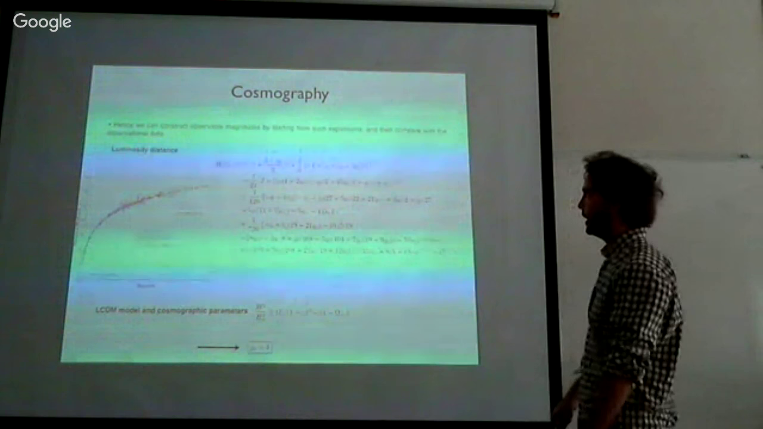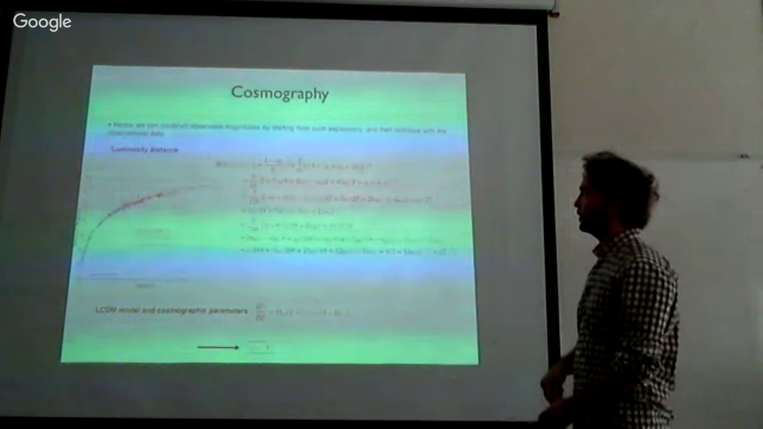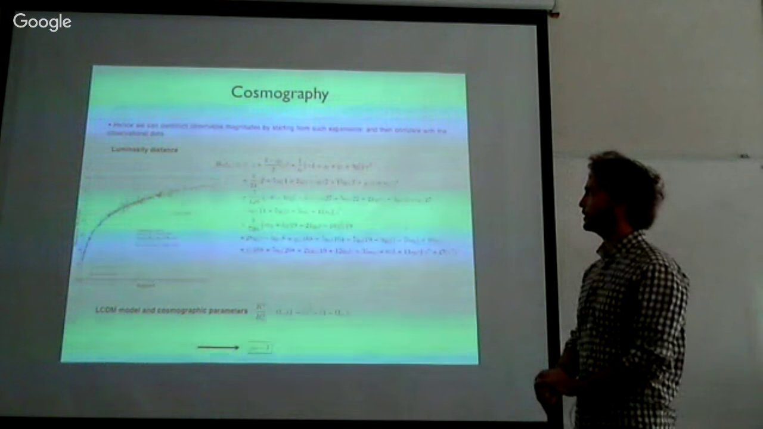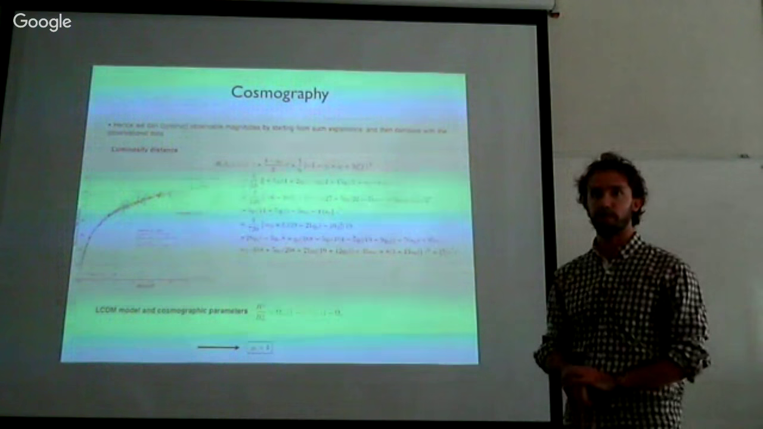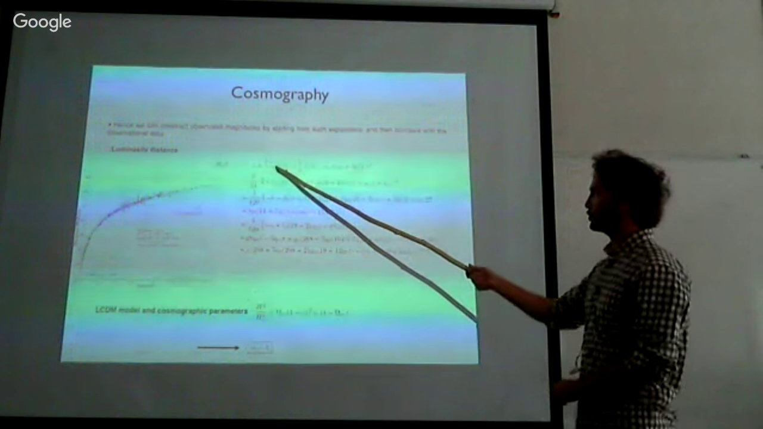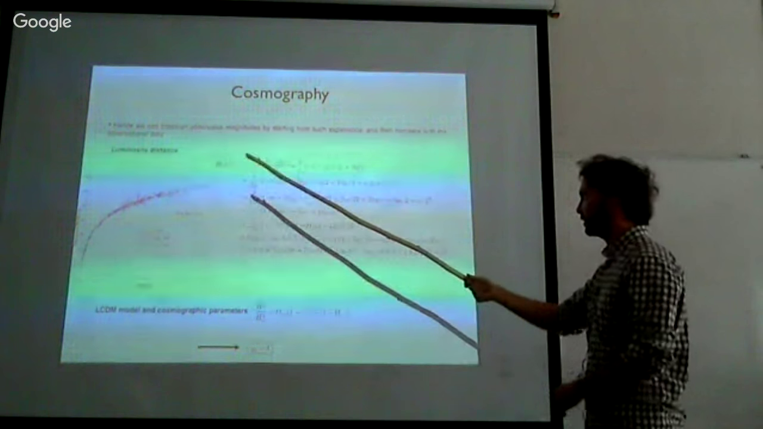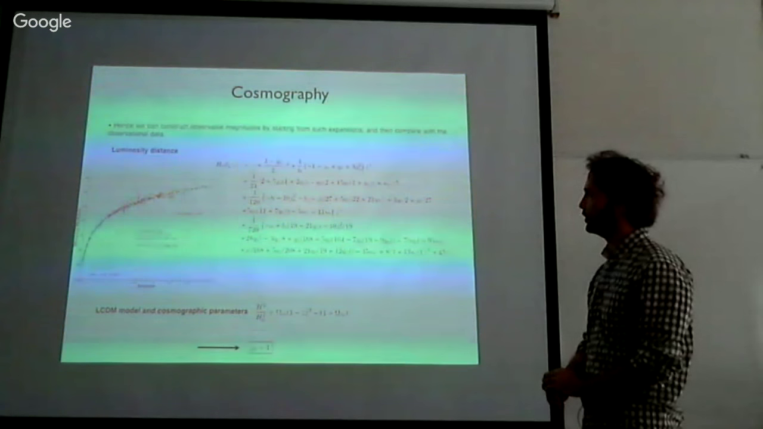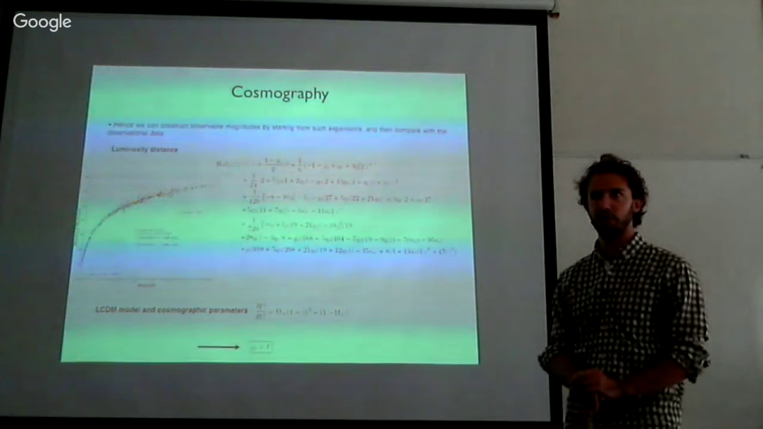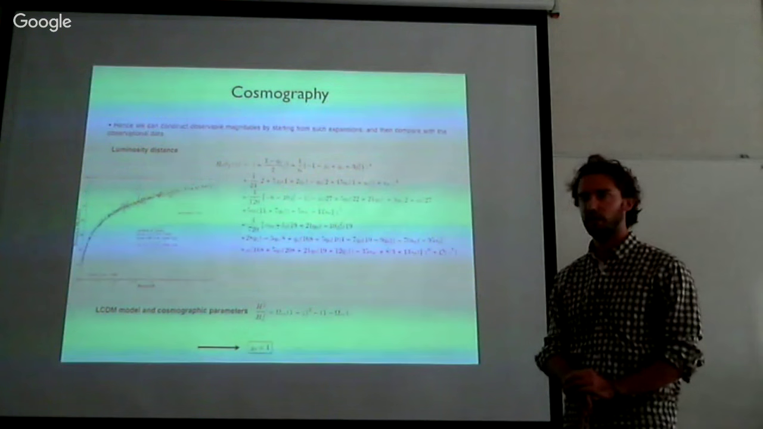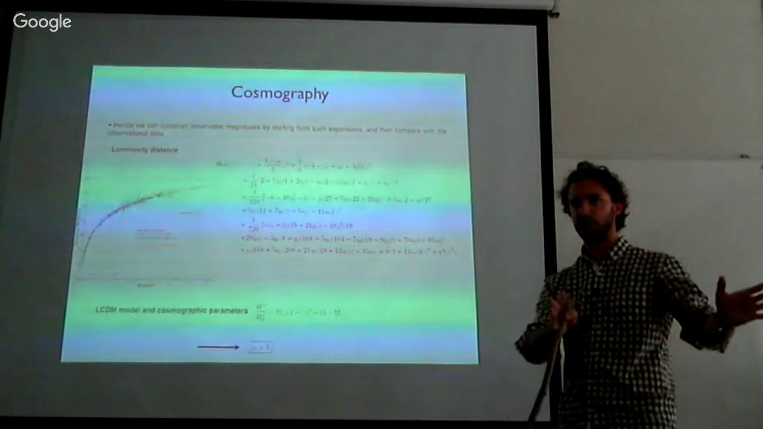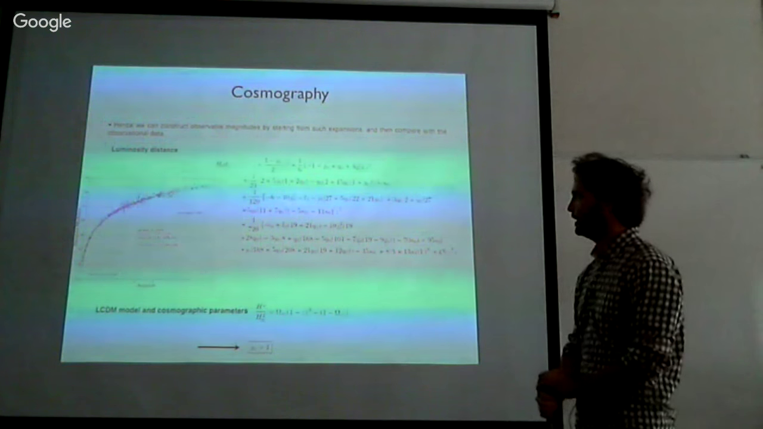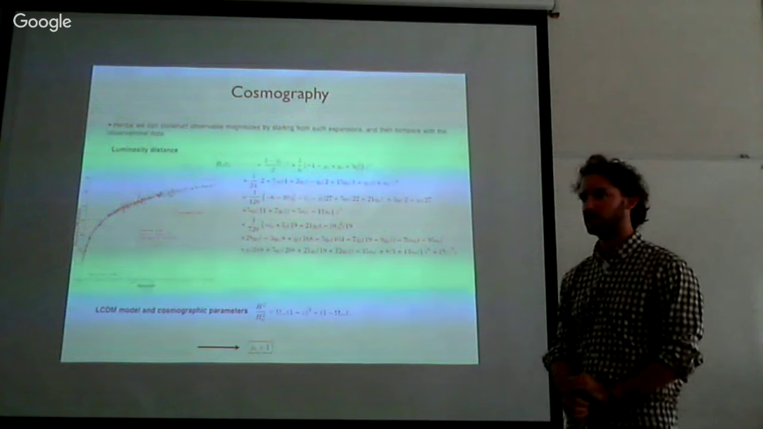Taking these two expansions, you can construct an observable, something that you can compare with the data, and in particular, what I'm going to use in this talk, the supernova data. If you construct the luminosity distance and then the distance modulus, you have an observable magnitude in terms of the cosmographic parameters. Then you use the data, fit both of them, and see if this behaves well.